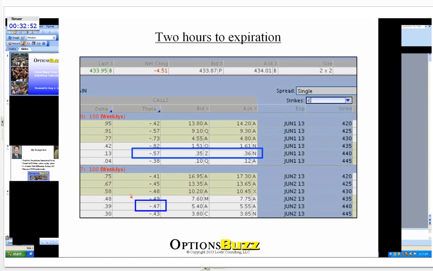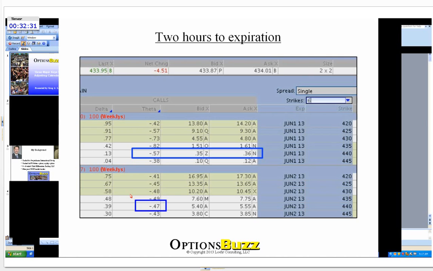So the theta number is calculated at the beginning of the trading day. Okay. So we know on expiration Friday, the theta number is worthless. You don't even look at it. But we know that if I hang on to that short option, if it does go down to zero, I'm going to make 36 cents.